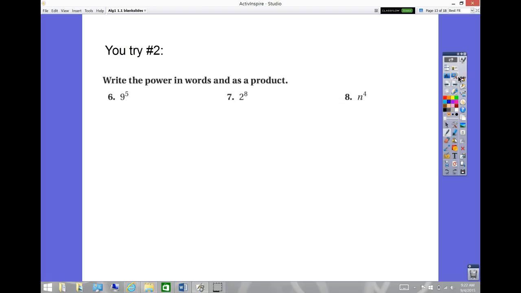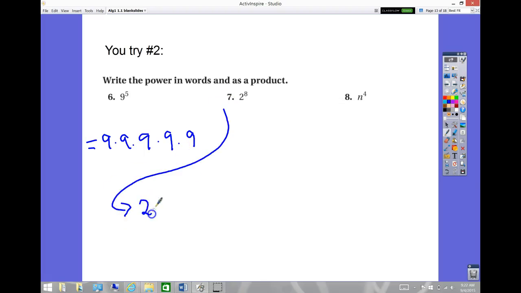Okay, 9 to the 5th would be 9 times 9 times 9 times 9 times 9. 2 to the 8th. Ooh, that's going to take a lot of space. Let me write that down here. 2 times 2 times 2 times 2 times 2 times 2 times 2 times 2. Okay, do we have 8 2's? I think we do.